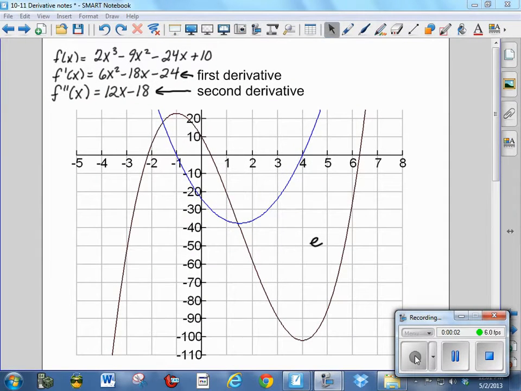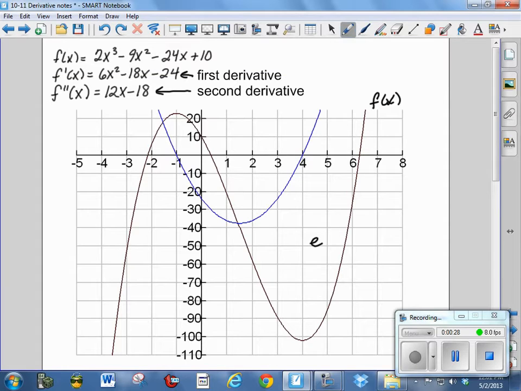This is video number 6 in our series on the derivative, and we're going to talk about the graphical interpretation of the derivative and also the second derivative, which you have not heard of yet. So if you look at the top here, you see our function 2x cubed minus 9x squared minus 24x plus 10, which is the black graph here on my screen, which I'm going to label f of x.